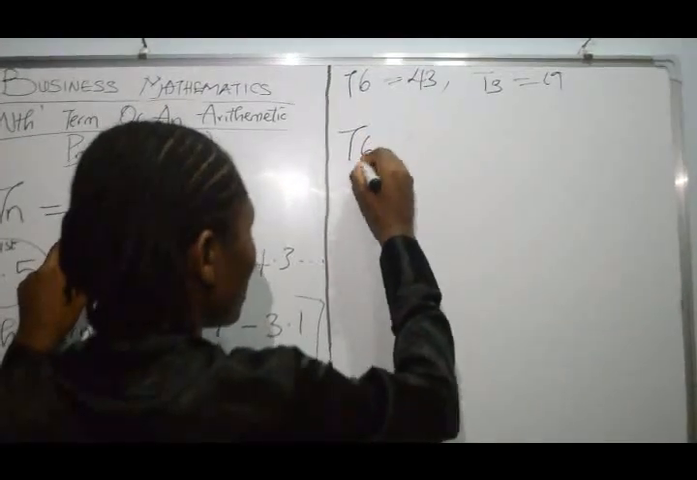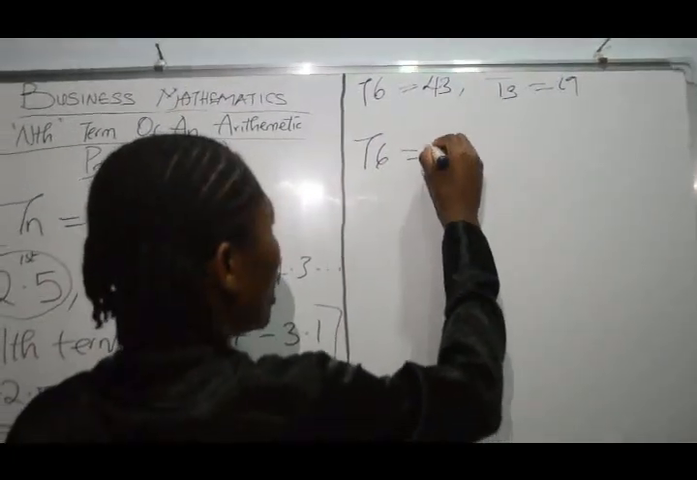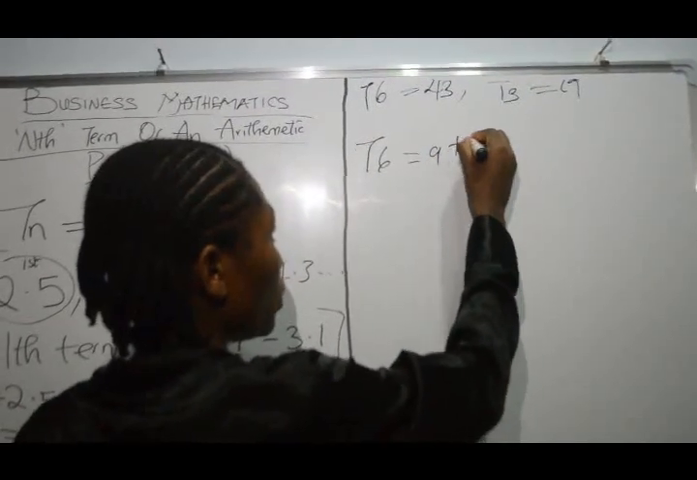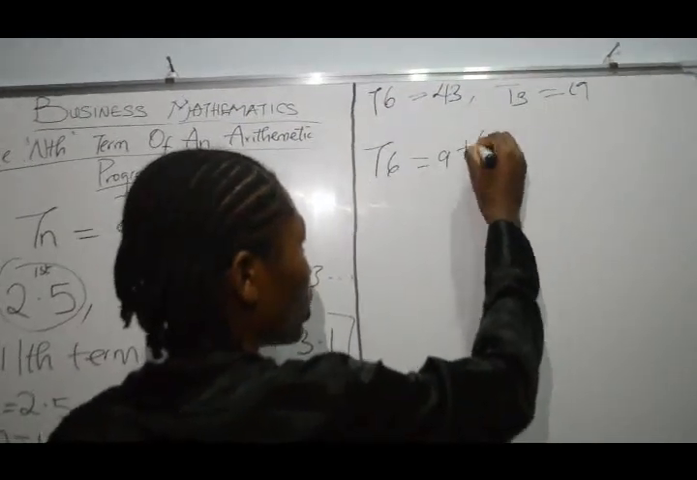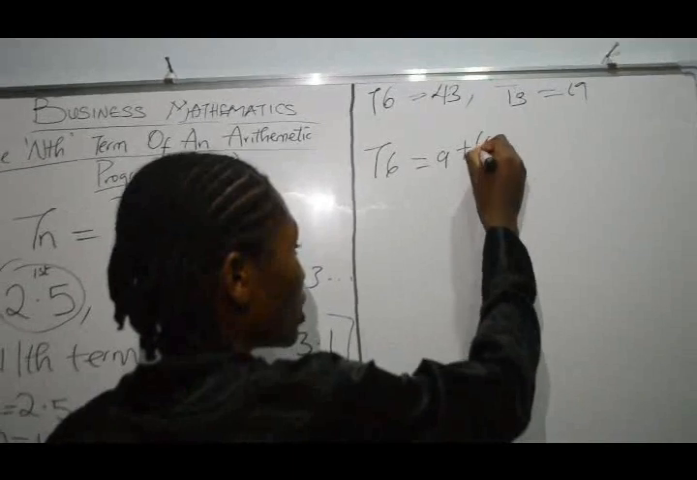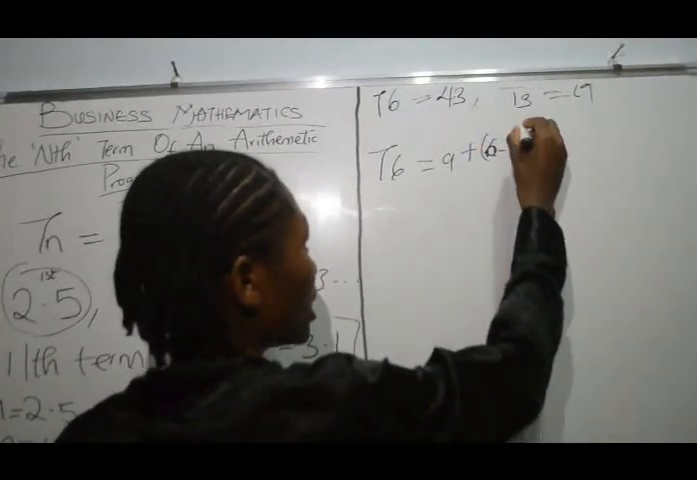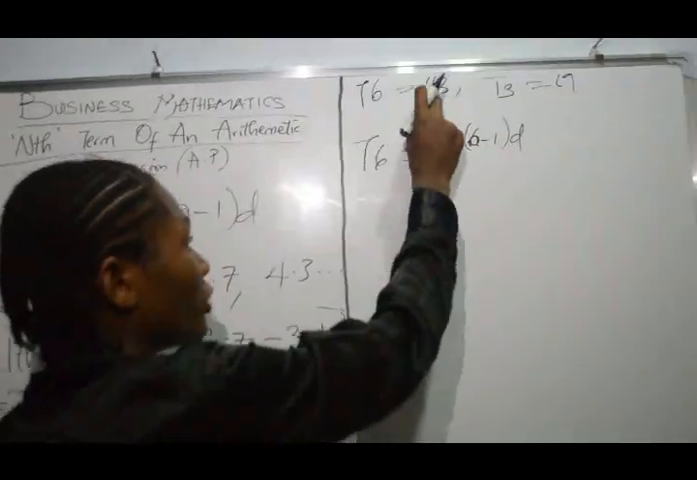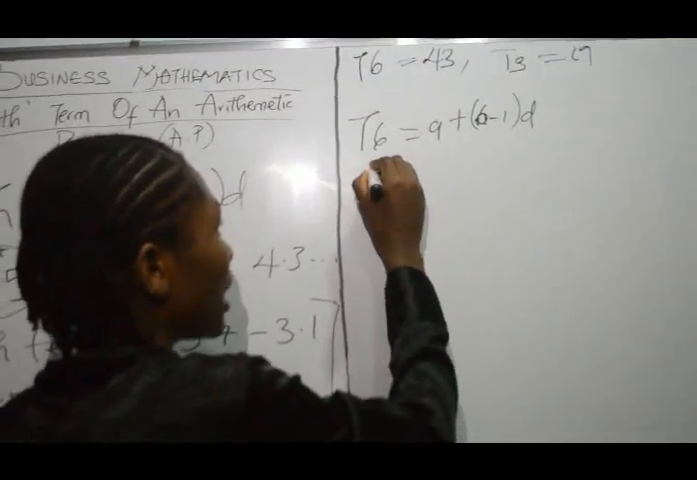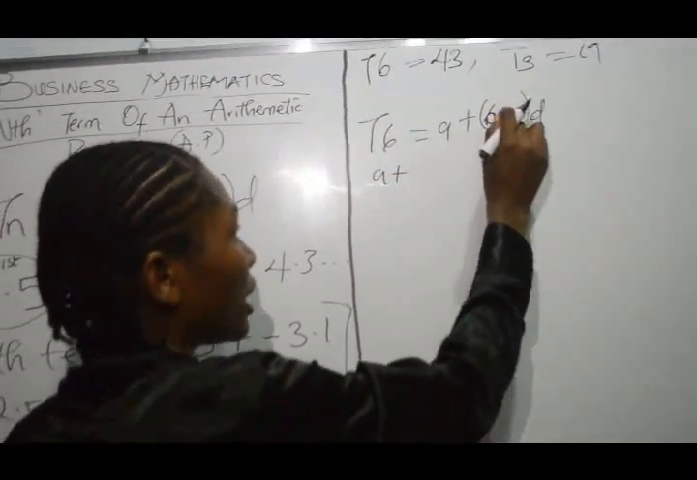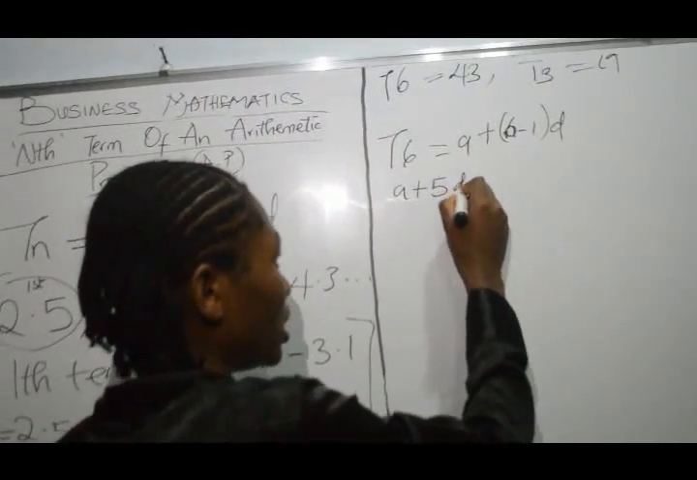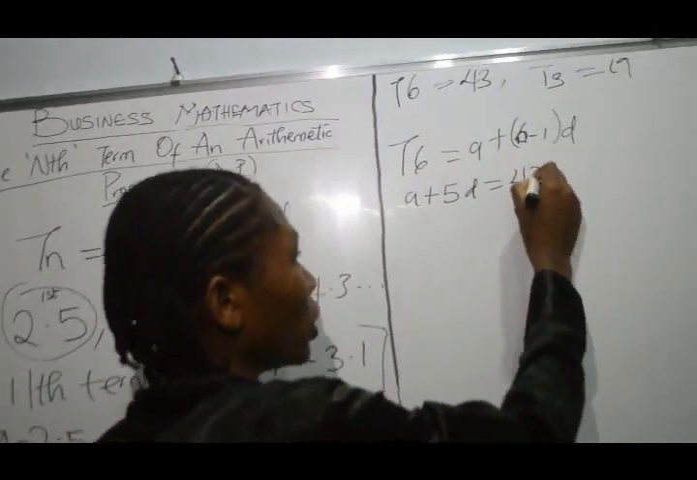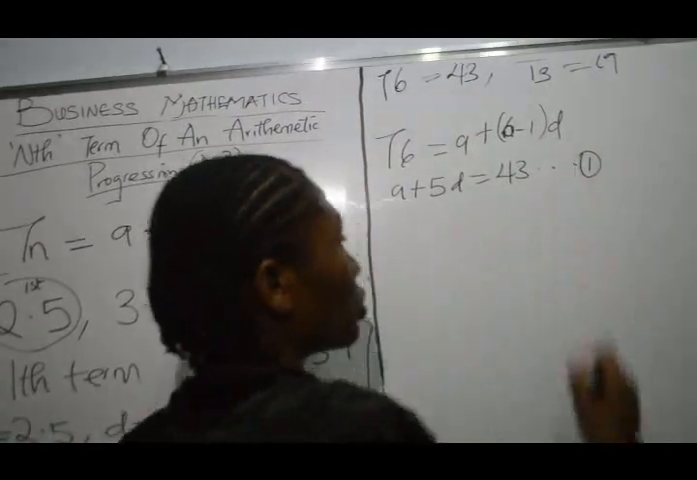We have that T6 is equal to our A, which we don't know, plus n minus 1. In this case our n has become 6, so 6 minus 1, and our d, which we also don't know. Meanwhile, our T6 is 43. So we can say that A plus 6 minus 1, which gives us 5d, is equal to 43. We can call this equation 1.